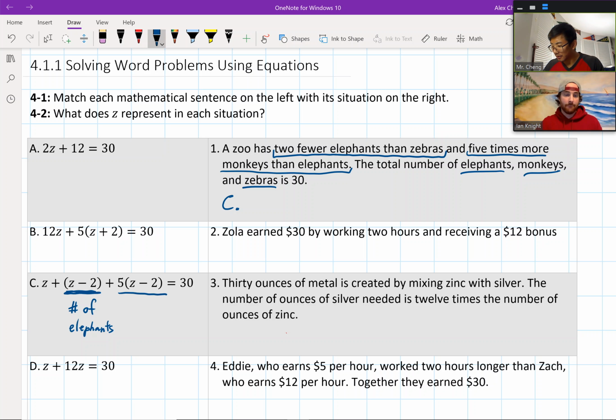And then if that's the number of elephants, then that Z minus 2 times 5 tells us the number of monkeys. Yeah, so taking that term that we had before, multiplying that by 5, we get our monkeys. And our last part, we just have to add the number of zebras, which is that remaining Z piece.